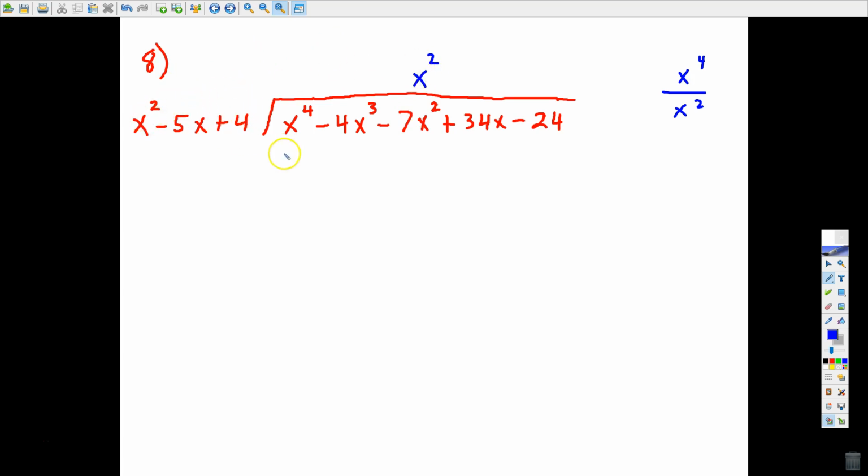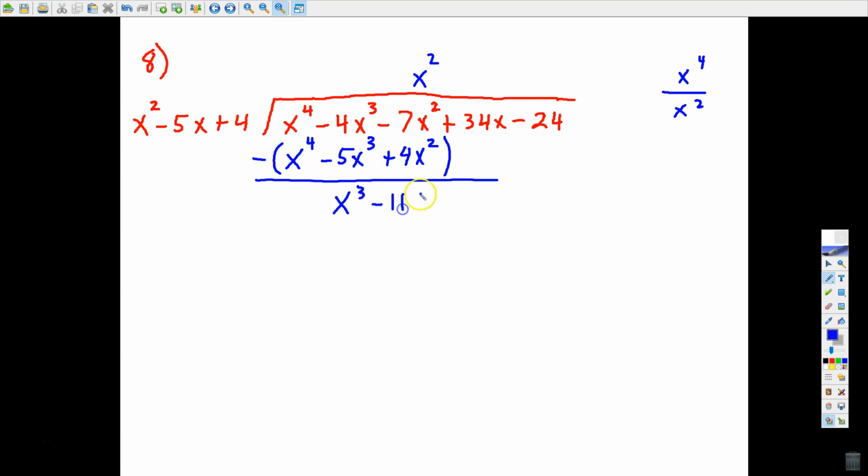x squared times x squared, x squared times negative 5x, and x squared times 4. And subtract. The x to the fourths cancel. Negative 4 plus, because it's subtracting a negative, it's negative 4 plus 5 is 1x cubed. Negative 7 minus 4 is negative 11x squared. And then bring down the next term.